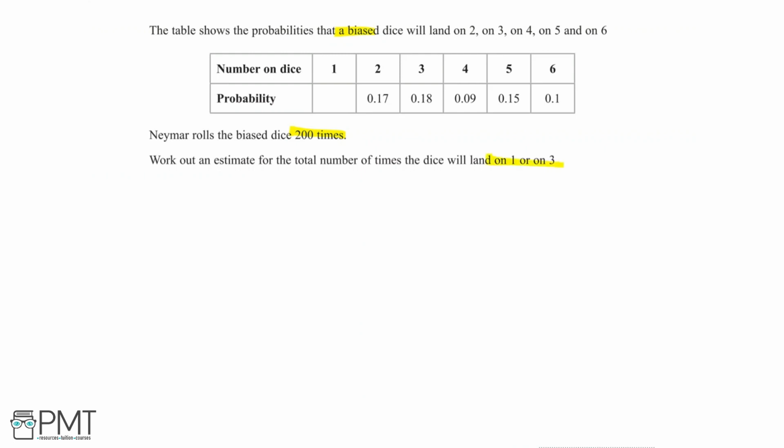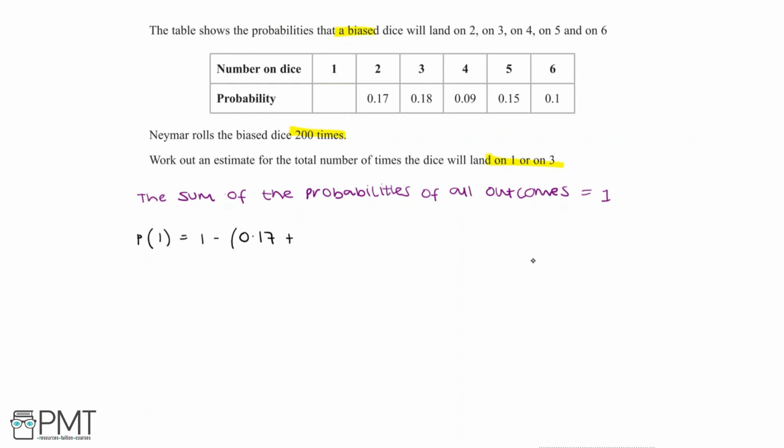And so the first thing that we need to understand is that the sum of the probabilities of all outcomes must be equal to 1. So now using this information, we can go ahead and find the probability that the dice will land on 1. So we can say P(1) equals 1 minus, then we add all the other probabilities together, 0.17 plus 0.18 plus 0.09 plus 0.15 plus 0.1, and we get an answer of 0.31. And so we can write this in our table above. The probability that the biased dice will land on 1 is 0.31.